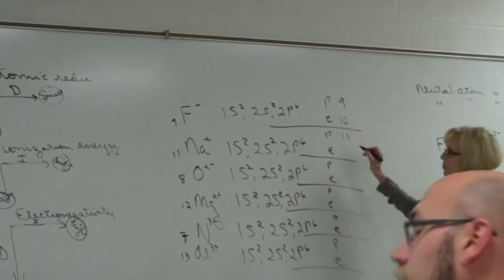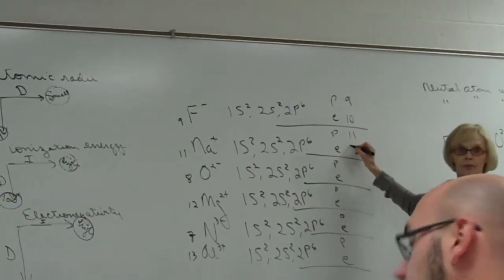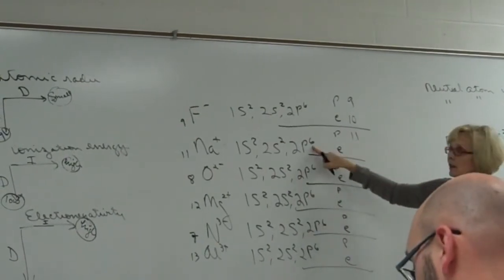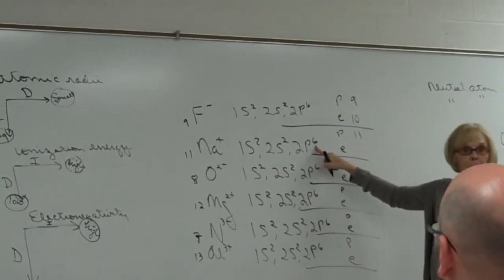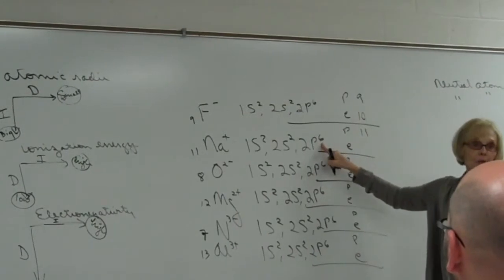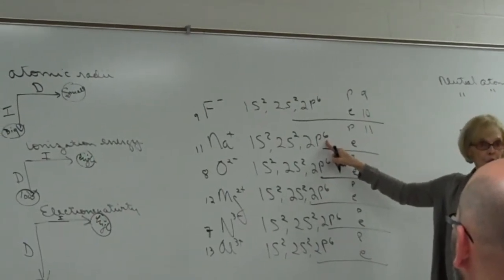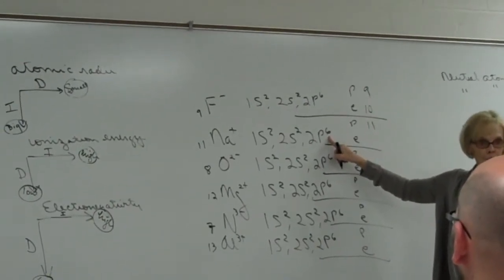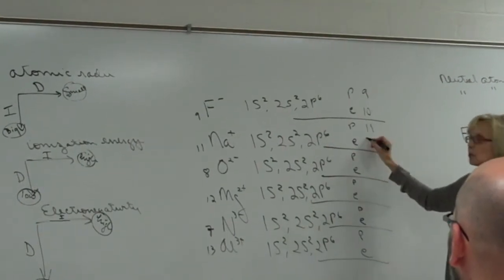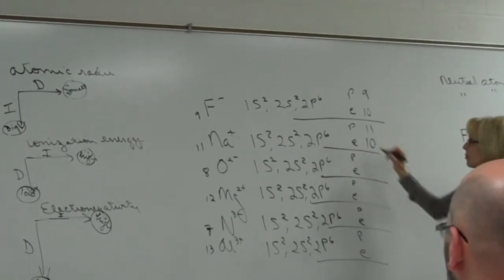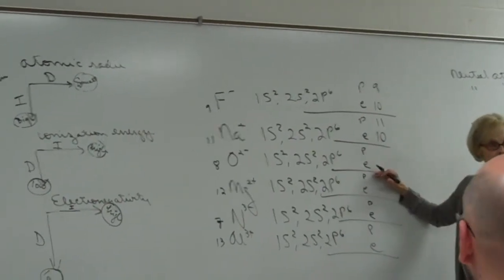11, 12, 6. Count them. See, if you're +1, you would have 11 if you were neutral. But we are not neutral. So how many do we have? 10. 10. Okay, let's do oxygen here.